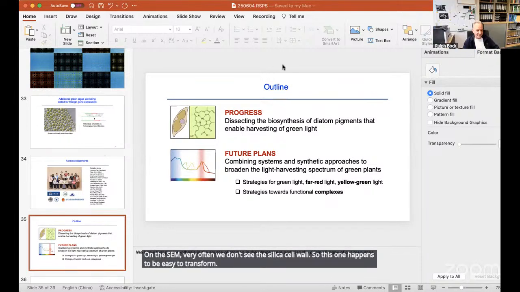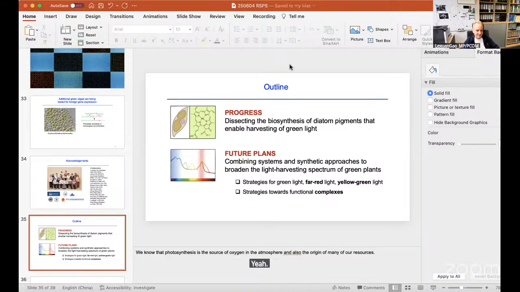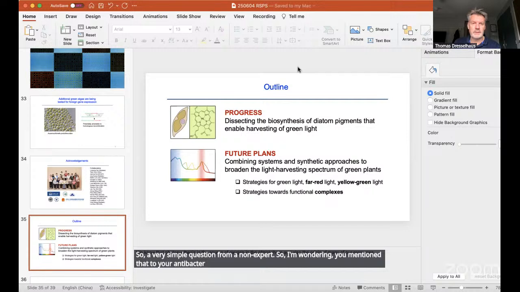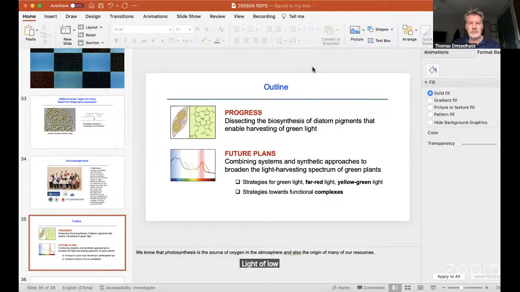Okay, thank you. Thomas, please. So a very simple question from a non-expert. I'm wondering, you mentioned that certain cyanobacteria are producing chlorophyll d and f, which are absorbing light in the very far red light. So what is the biological advantage of being able to absorb light of low energy that you cannot transfer maybe to other systems?